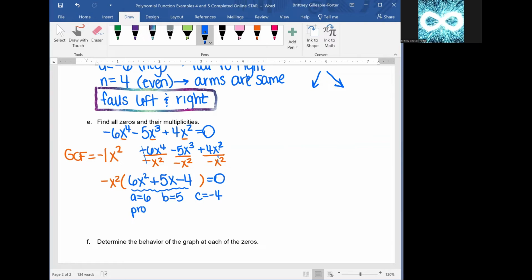If you're factoring, you would need a product of A times C, which is 6 times negative 4, which is negative 24, and a sum of B, which is 5. Your two magic numbers for which you are looking are going to be 8 and negative 3, because 8 times negative 3 gets us negative 24, and 8 plus negative 3 gets us 5.